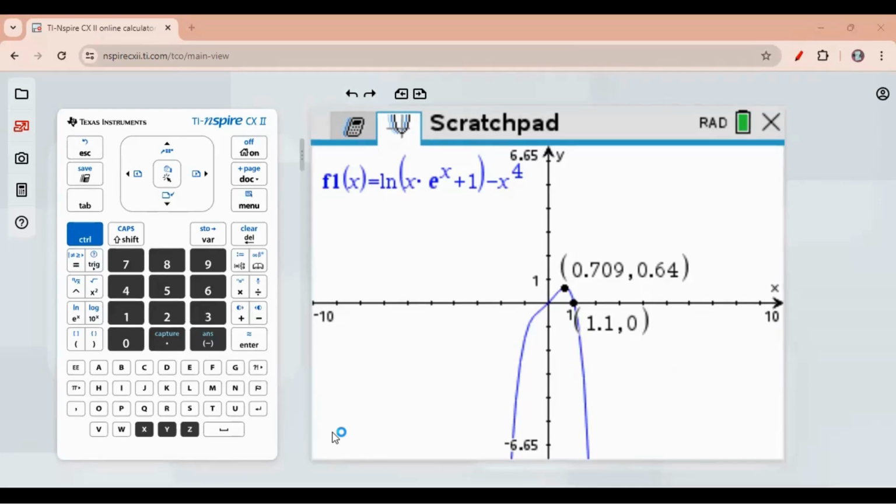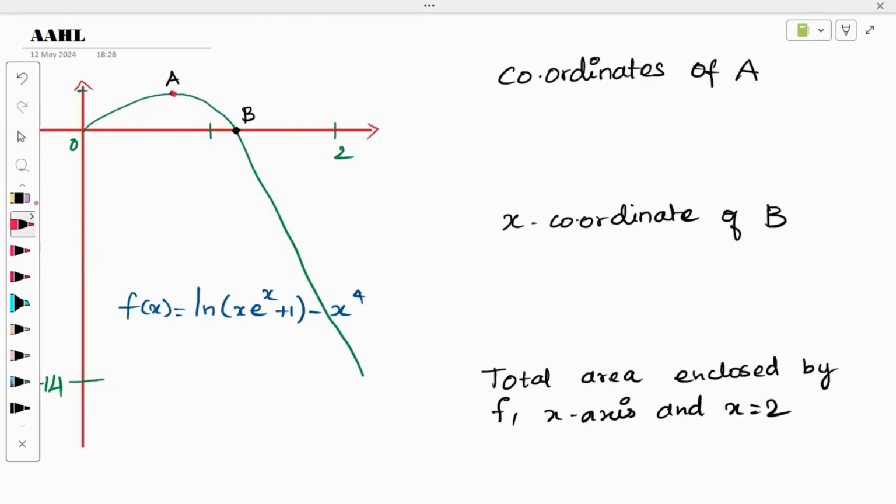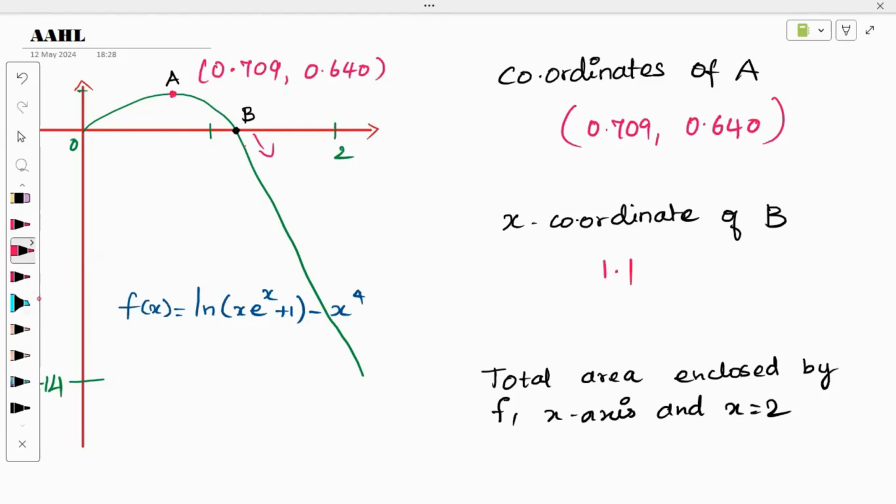So the first two parts are that simple. The coordinates of A, it's the maximum, and we got 0.709, 0.640. They asked for coordinates, so just write the complete coordinate form here. And this x-intercept is your B. They just ask for the x coordinate, so that's enough. The x coordinate is just 1.1, right?